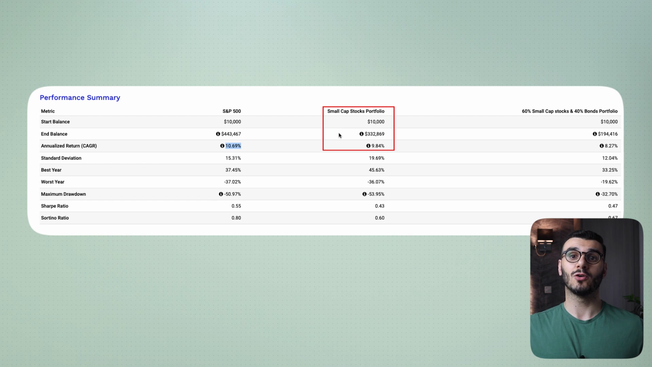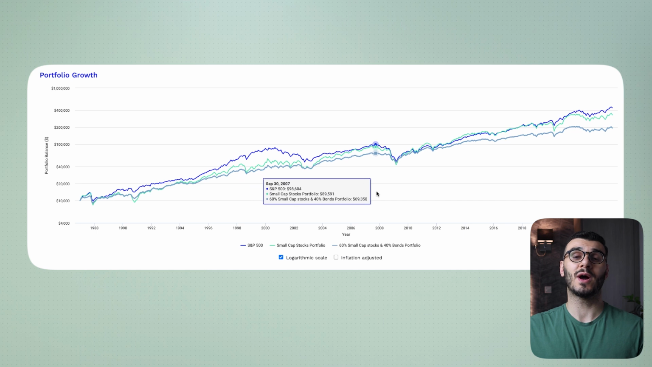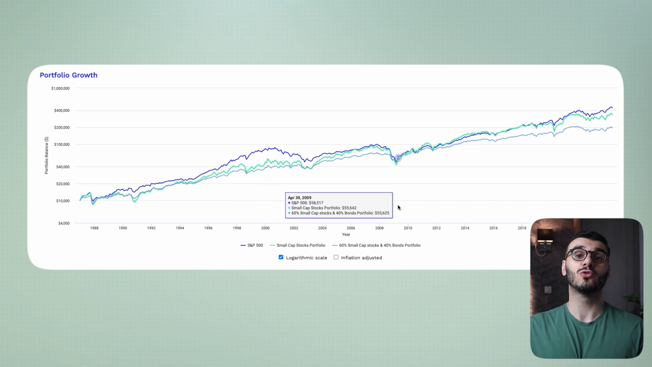Coming up just a very close second is our small cap stock index, and as expected, our 60-40 portfolio remains the most conservative option. When we zoom in on the graphs, it's interesting to see that portfolios 1 and 2 were neck and neck until around 2010.